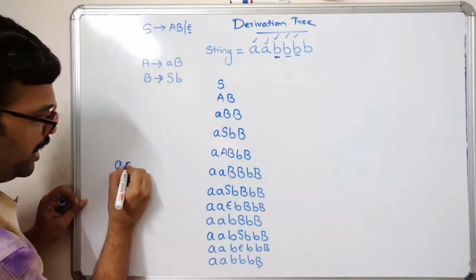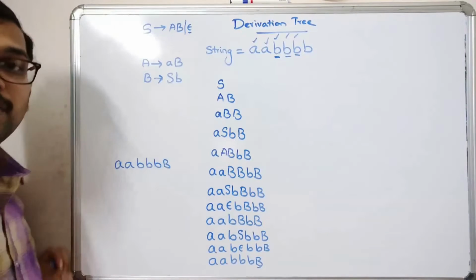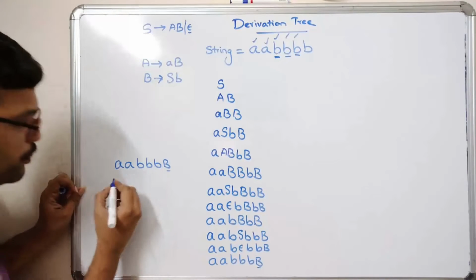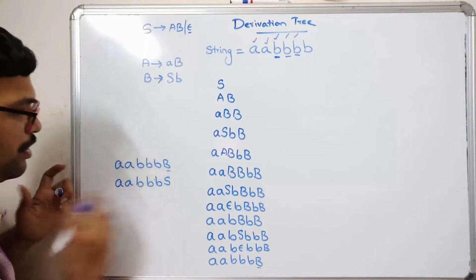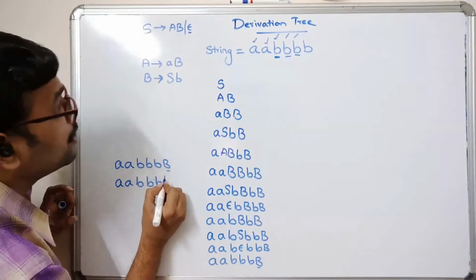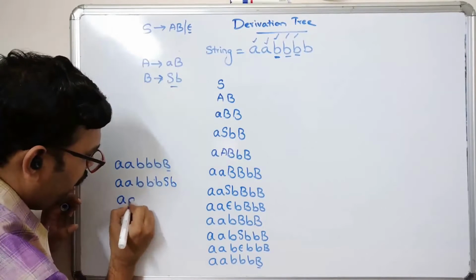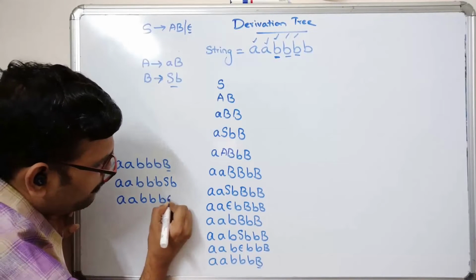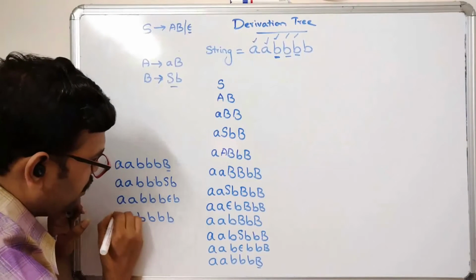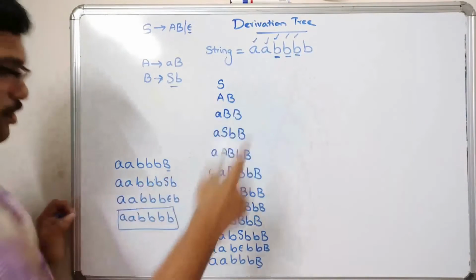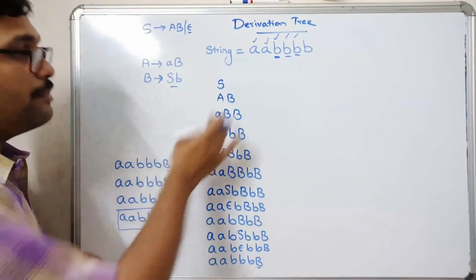I will write here A, B, B, B and B. So instead of B, again I am just substituting here S, B, sorry, SB. So right now A, B, B, B, epsilon, B. So simply we can avoid the epsilon, and we will get this one. So this is the string. This string was derived from the start symbol. Simply we are deriving the string from the start symbol.